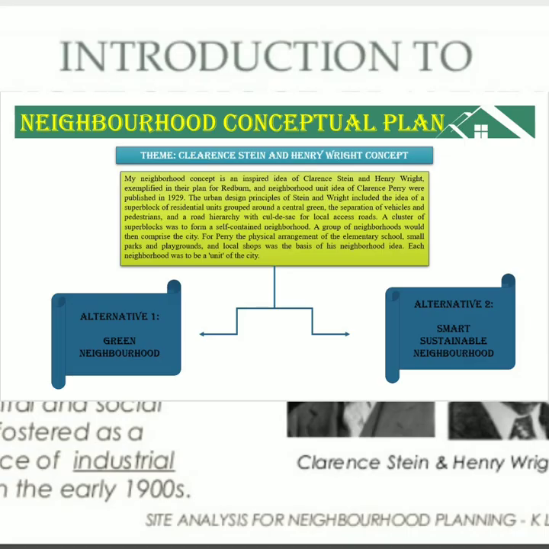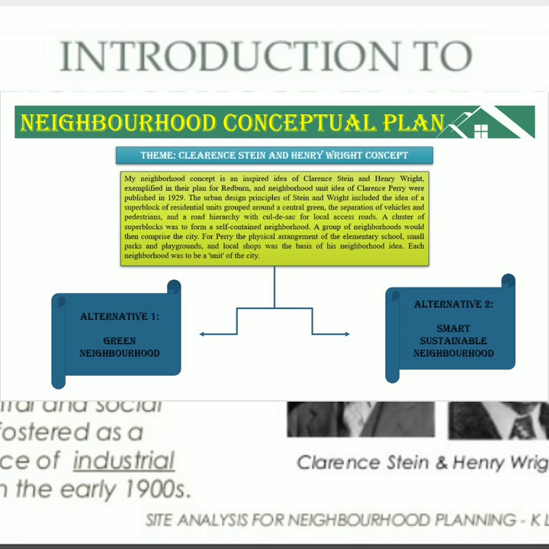Okay, for neighborhood concept plan, I choose Clarence Stein and Henry Wright concept. This is because my neighborhood concept is an inspired idea of Clarence Stein and Henry Wright. Exemplified in their plan for Radburn, and neighborhood unit idea of Clarence Perry were published in 1929. The urban design principle of Stein and Wright included the idea of superblock of residential units grouped around a central green, the separation of vehicles and pedestrians, and a road hierarchy with cul-de-sac for local access roads. A cluster of superblocks was to form a self-contained neighborhood.